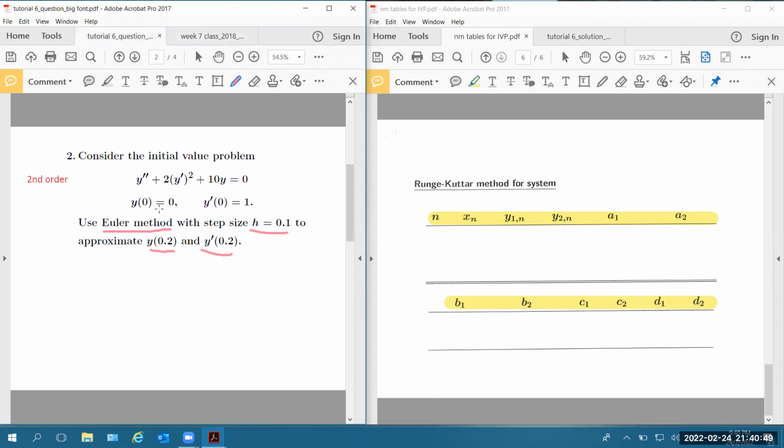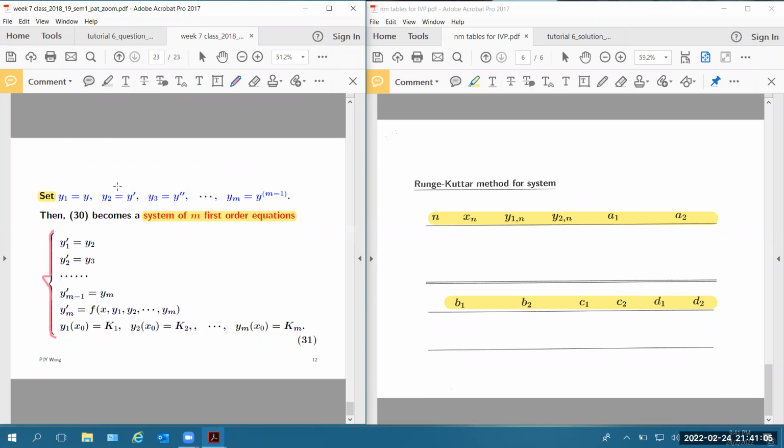Now over here, second order means our m here is 2. Second order, m order, so m is 2 here. If m is 2, our last one is what? You only do until ym, so until y2. Basically it's the first two. So we just set y1 to be y, y2 to be y prime.